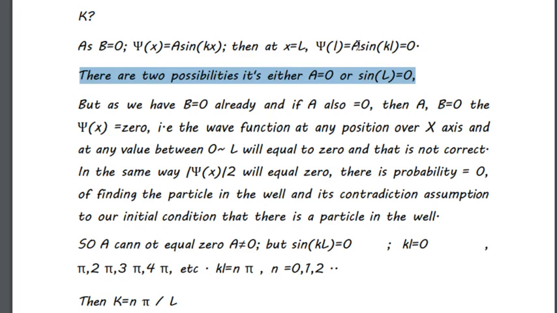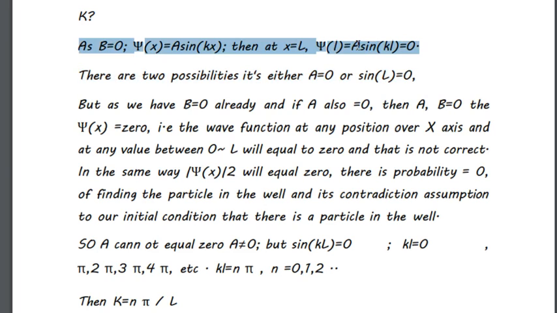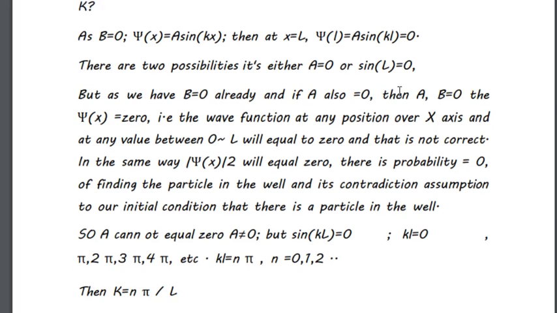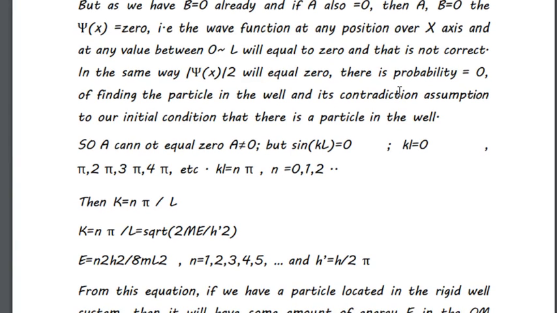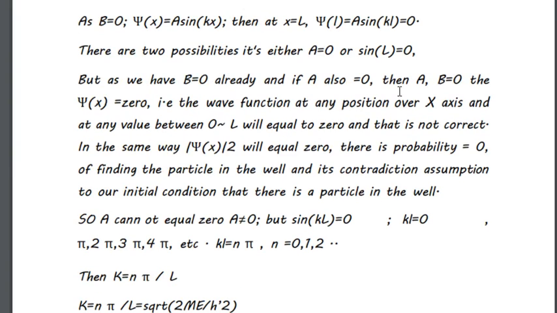To satisfy this equation, there are two possibilities: either A equals 0 or sine of kL equals 0. But as we have already defined that b equals 0, if A also equals 0, we will have both A and b equal to 0. Then psi of x will always equal 0.